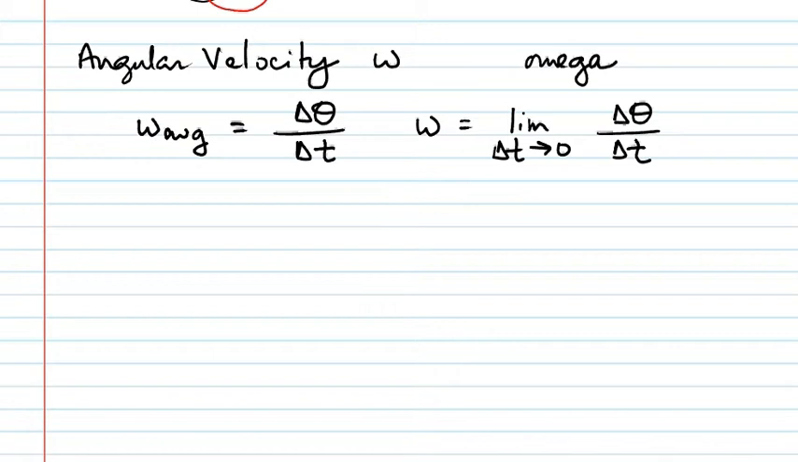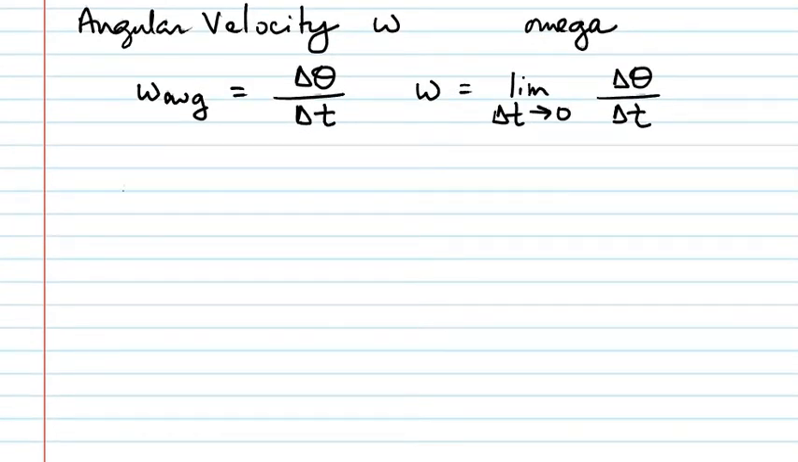Omega can be positive or negative. If omega, the angular velocity, is positive, then the object is rotating around counterclockwise. If the omega is negative, then the object is rotating around clockwise. And if the omega is 0, then I guess the object's not rotating at all.